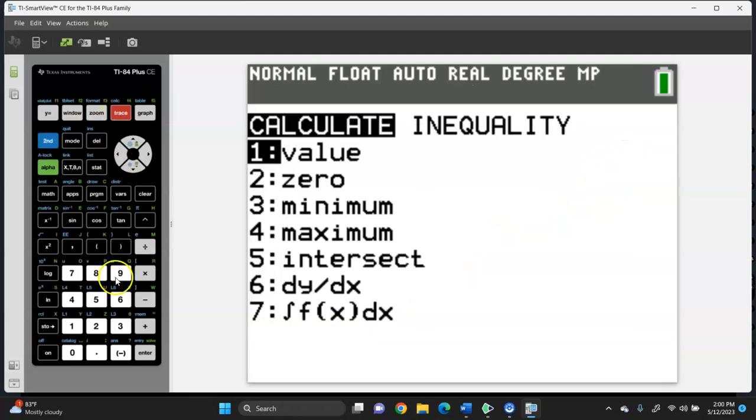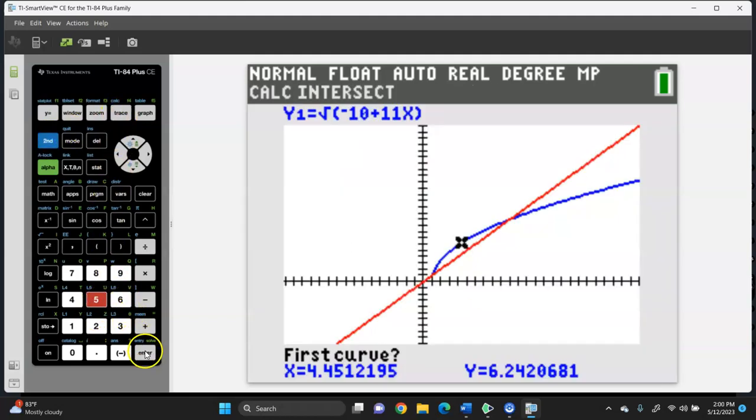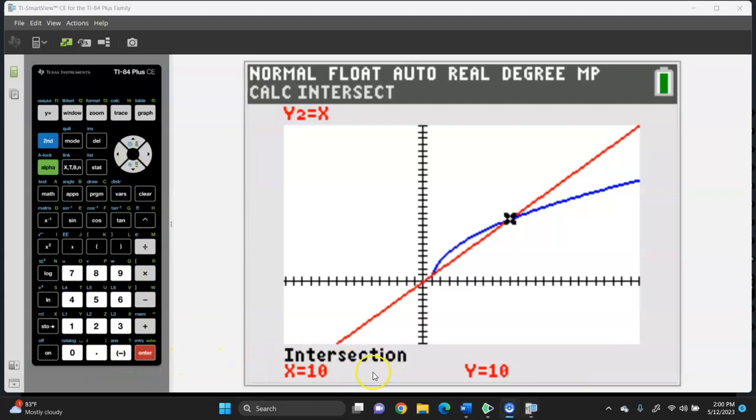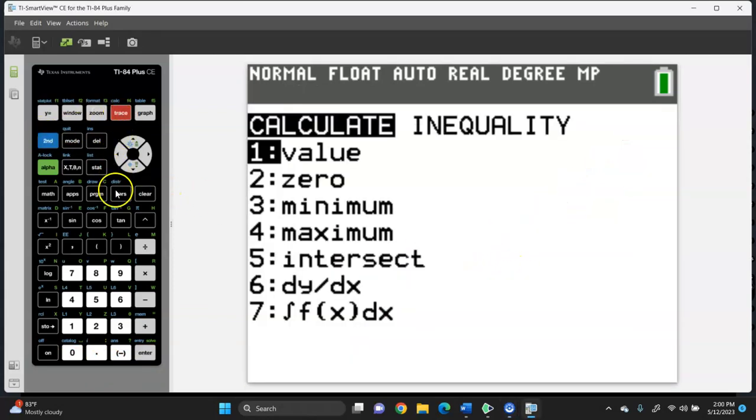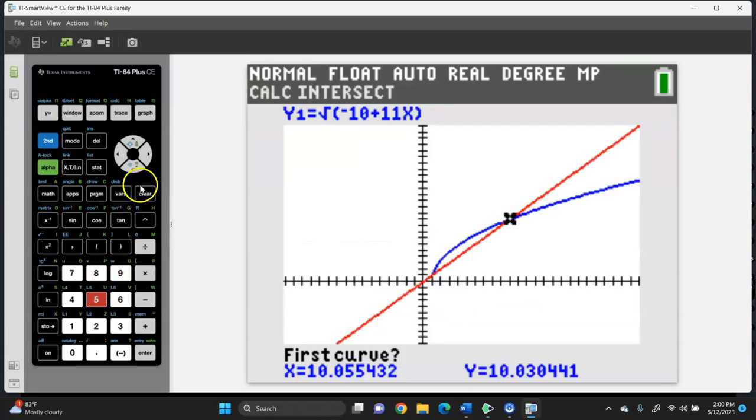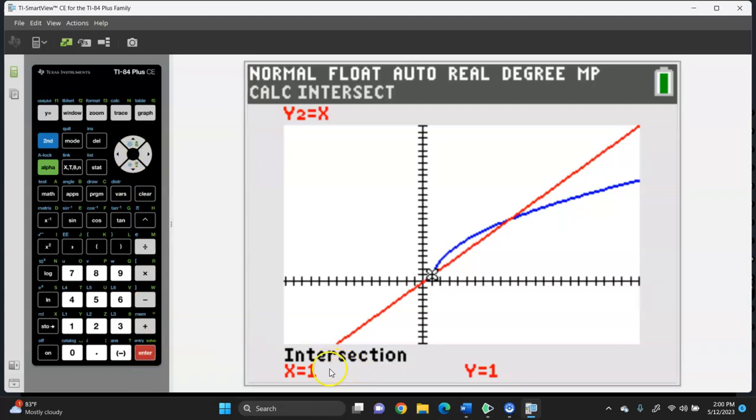So I'm going to see what those points of intersection are. I'm going to do a calculate intersect: first curve, second curve, and then I'm going to move it close to that point of intersection. Okay, so it tells me that point intersects at x equals 10. And then I can check the other point of intersection. First curve, second curve, and I'm going to move it the other direction so that I'm down here close to that point. And I get x equals 1.